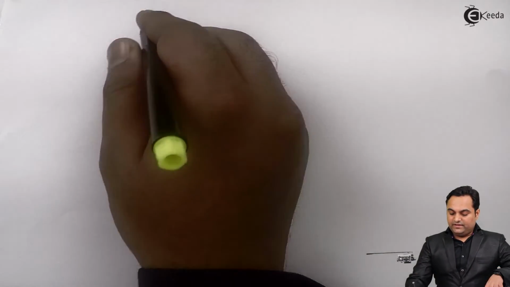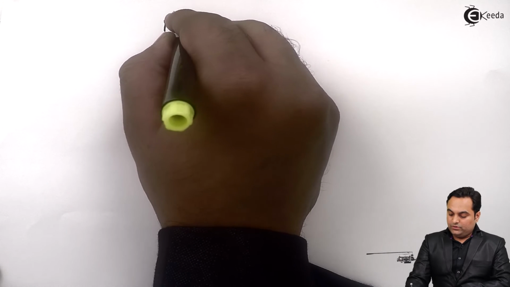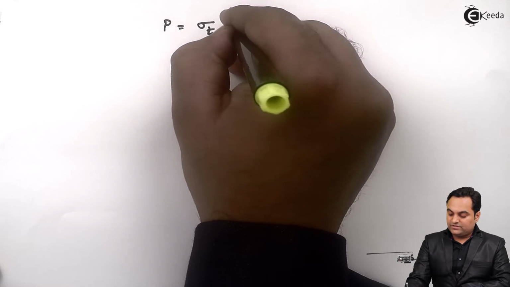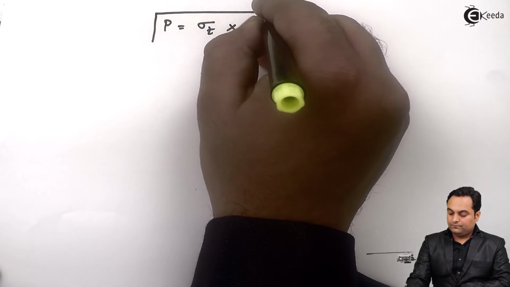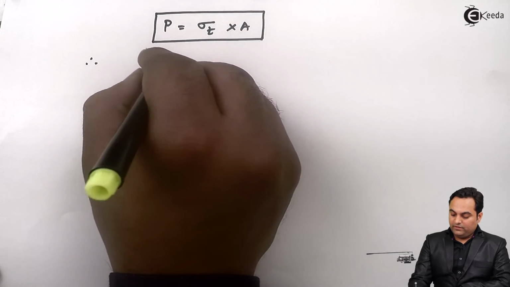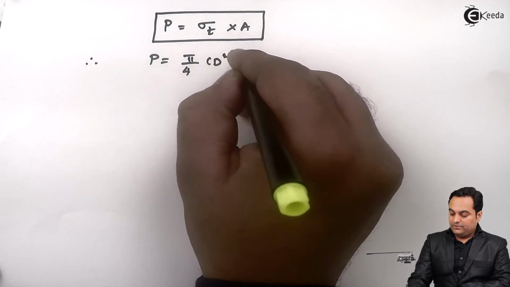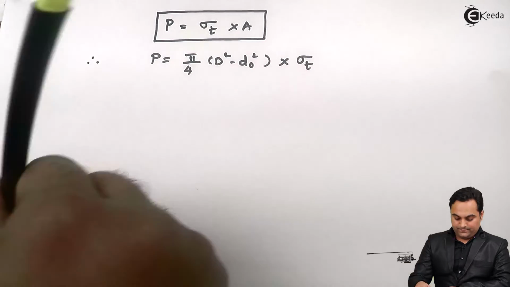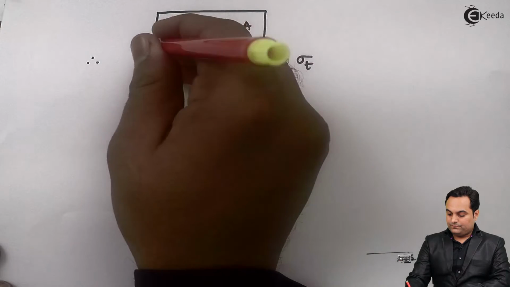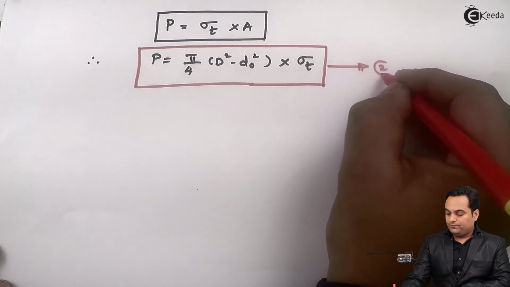Since we are considering tensile strength, strength means the load carrying capacity. So it is the load, which is equal to tensile stress into area. So therefore P is equal to pi by 4 capital D square minus dO square into sigma T. So here is equation number 2.